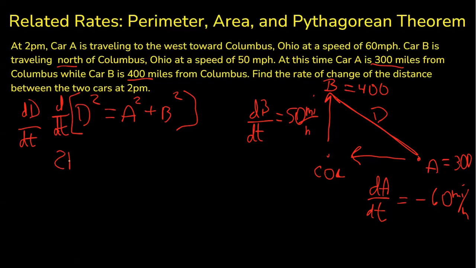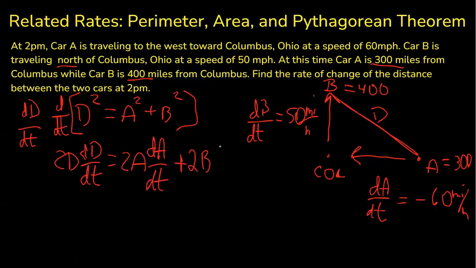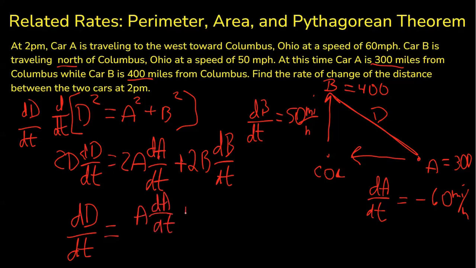So this would be 2d dD/dt equals 2a dA/dt plus 2b dB/dt. Then we could solve this for dD/dt. So I'd divide everything by 2d, a factor of 2 would cancel, and we'd have, and then we could plug in what we know.